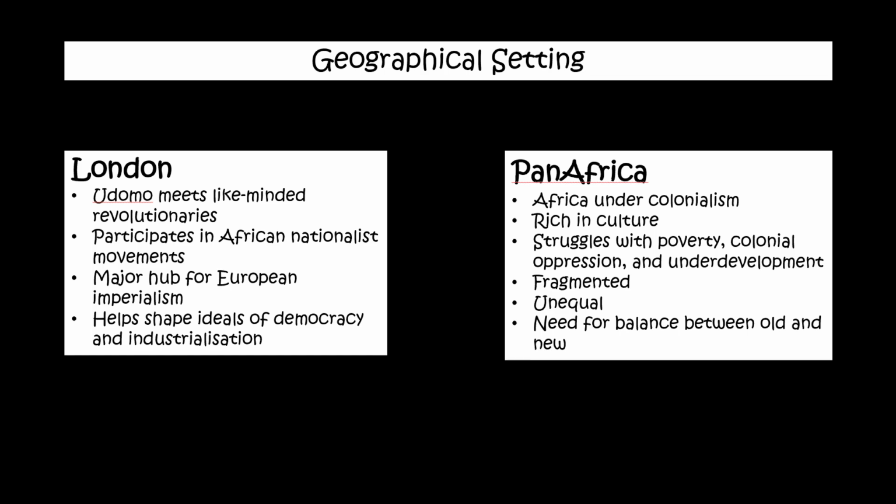In addition, London also serves as the heart of European imperialism, and this helps shape Udomo's ideas of not just independence, but also democracy and industrialization. In contrast, the Pan-African setting represents Africa under colonialism.